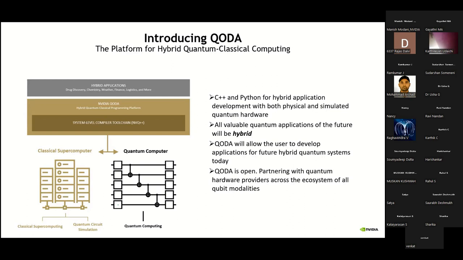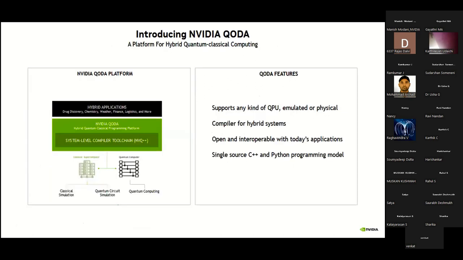CUDA-Q is open, anyone can use it. And it is seamless. Right now it is being used for quantum simulators, circuit simulators, but later on those simulators can be replaced by an actual quantum computer. So there is no need to do recoding and all. It can easily be replaced, right? It supports any kind of QPU; all kinds of quantum processing units are supported. There is a compiler for hybrid systems like NVQ++ that is available. This is open again, and it supports C++ and Python.